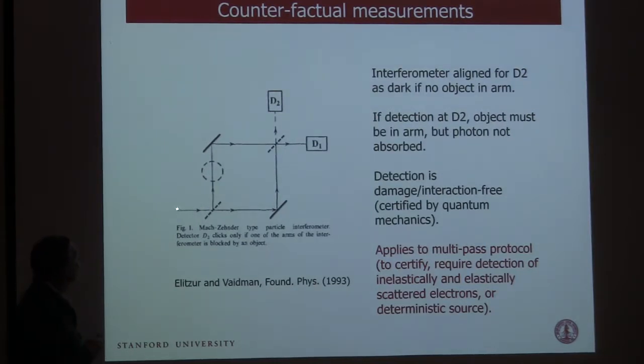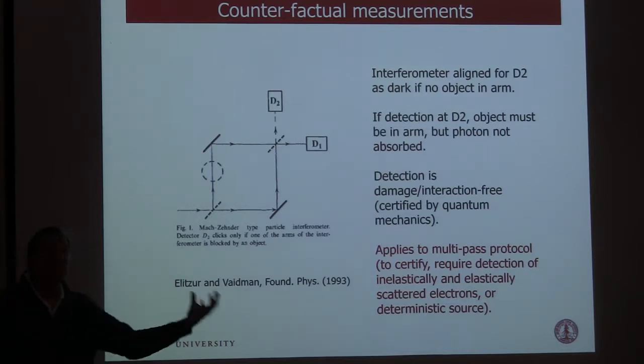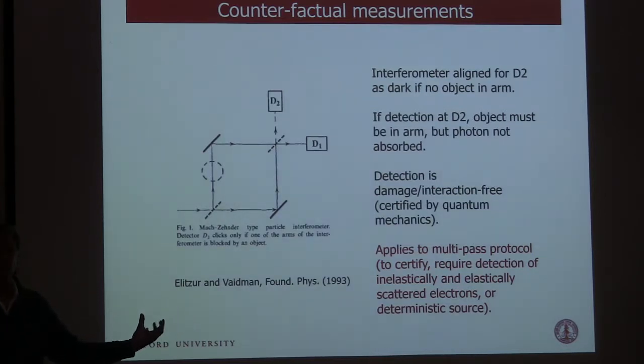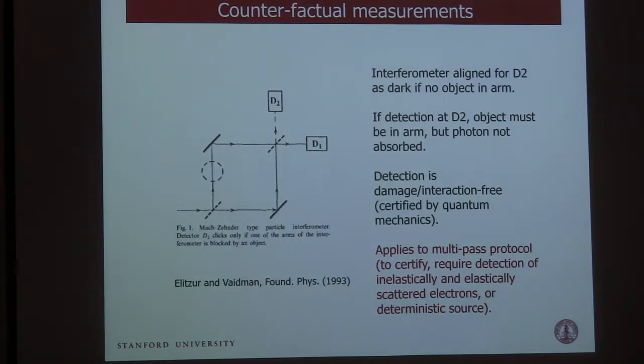But some of the time, the photon will go through this path, and by virtue of this path being blocked, now the photon comes to this beam splitter, and there's a 50-50 probability of the photon coming back to the detector or that detector. Some of the time, detector D2 will click. That is cool. Because if D2 clicks, the photon wasn't absorbed, but the only way that detector could have clicked is if there was a bomb in the arm. So you have non-destructively detected the presence of that bomb with this measurement protocol.